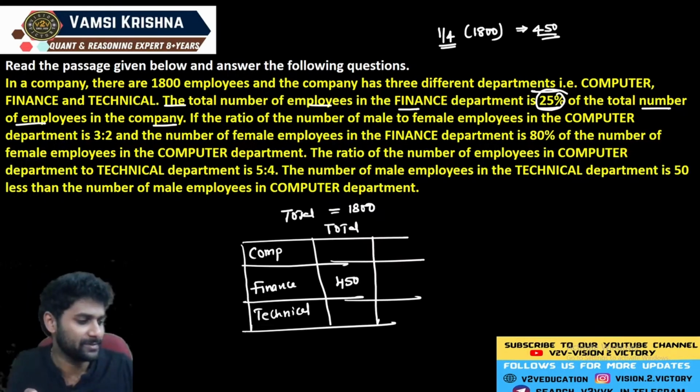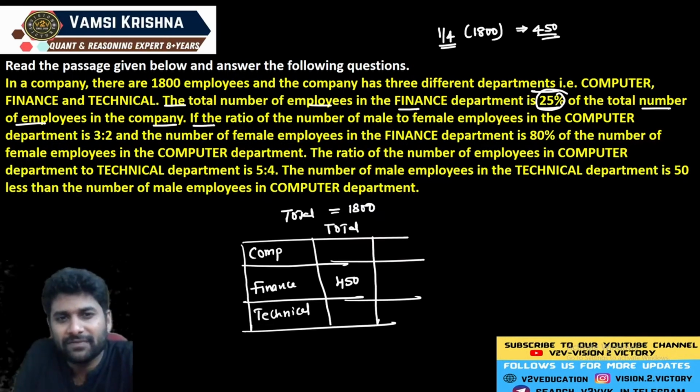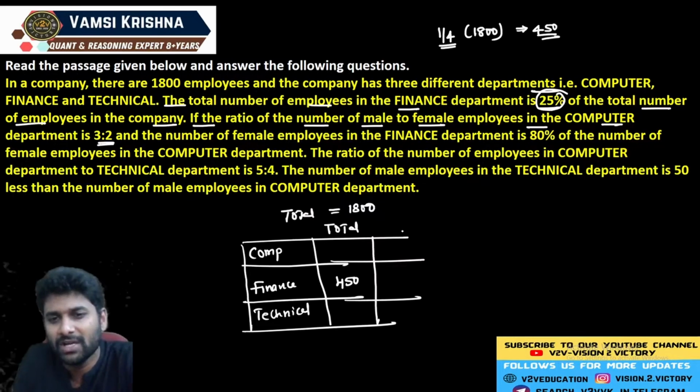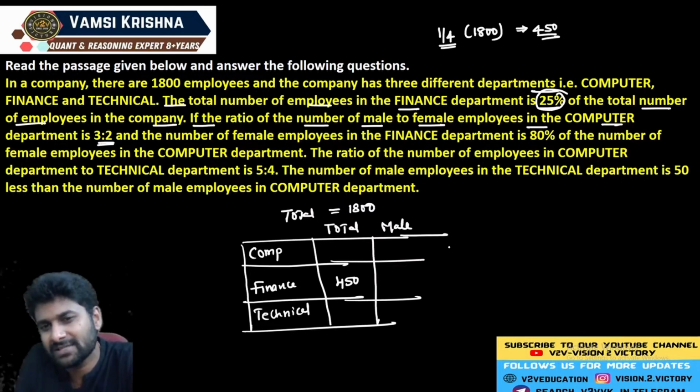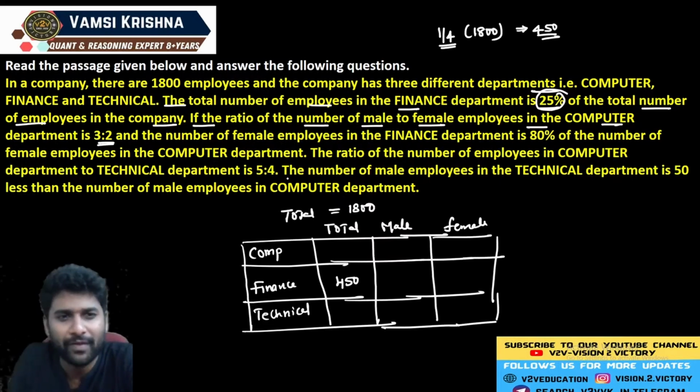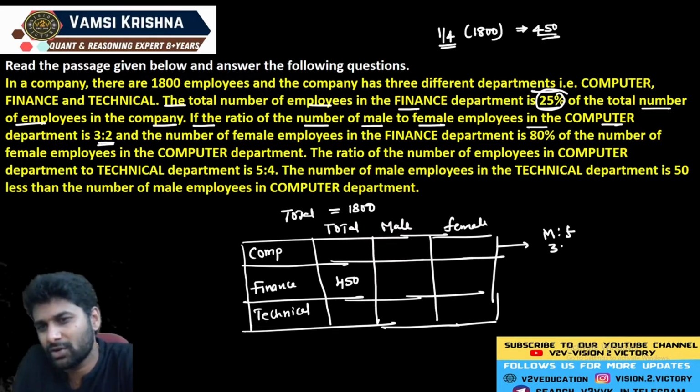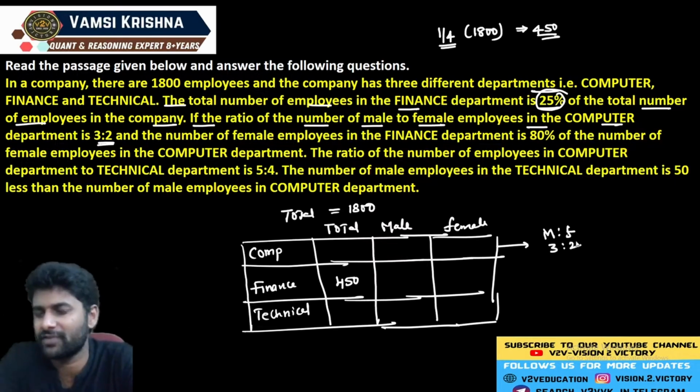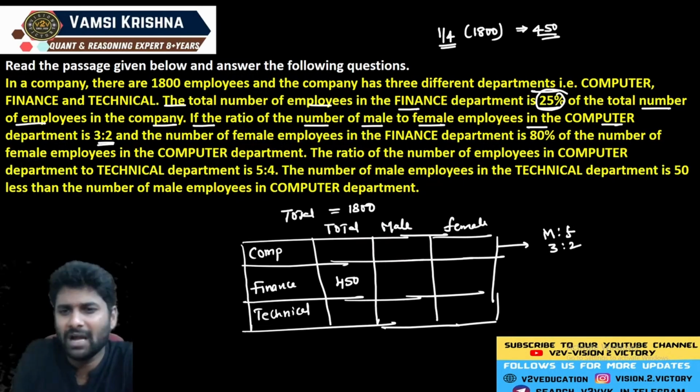So we'll get one value here. Next information: the ratio of the number of male to female employees in the computer department is 3 is to 2. So again, you should identify how many male persons and how many female persons there are. They clearly mention that the male to female ratio in the computer department is exactly equal to 3 is to 2. Try to understand the meaning of ratio. If there are 5 people, 3 people are male and 2 people are female. And we still don't know the total count of the computer department.